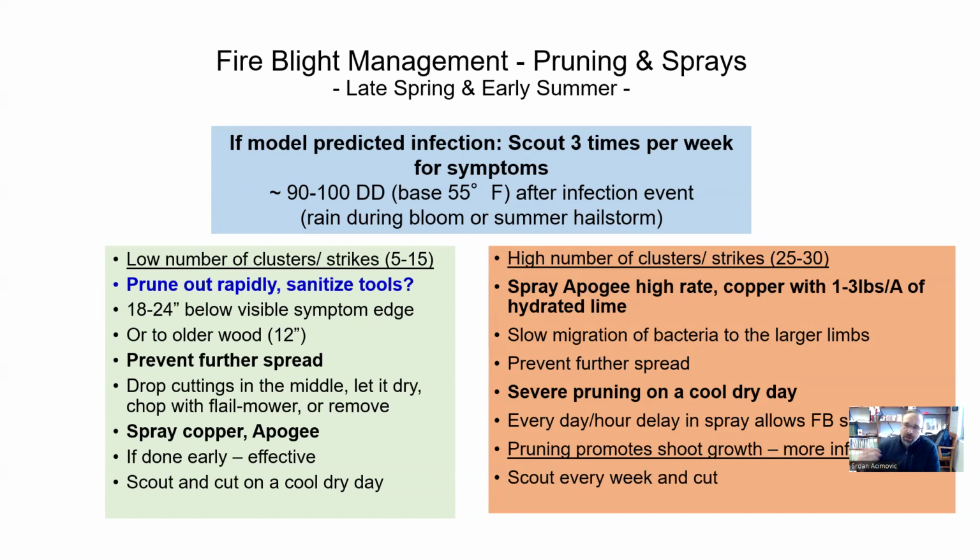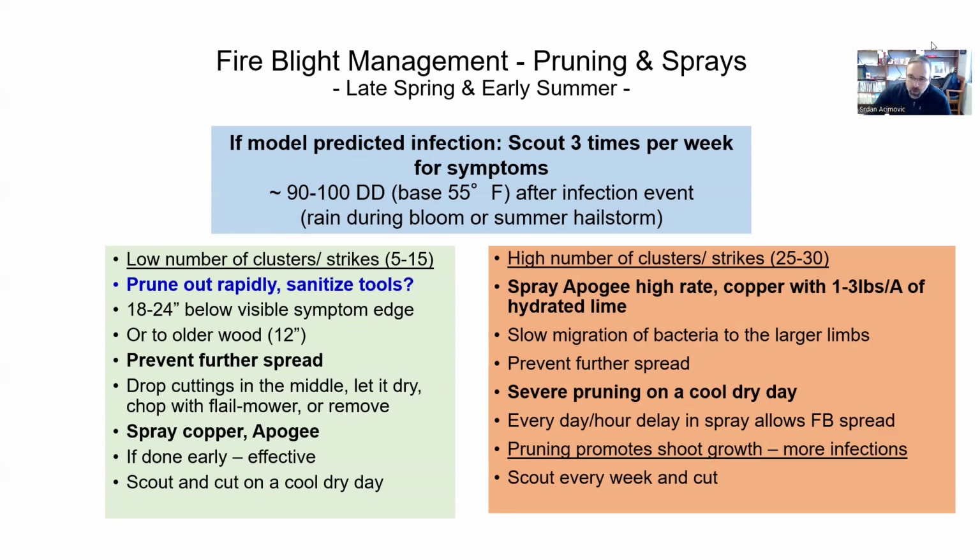And then continue applying copper at low rates, and also mix the copper with about 1 to 3 pounds of hydrated lime, so you can safen it and allow slow release of copper in the future from the residue. So by applying Apogee, you're slowing the migration of bacteria to the larger limbs. You're trying to prevent formation of cankers. And in general, by using copper, you're trying to prevent the spread of the infections on other shoots. And then you have to go in and do the severe pruning on a cool, dry day so that you can get this inoculum out.